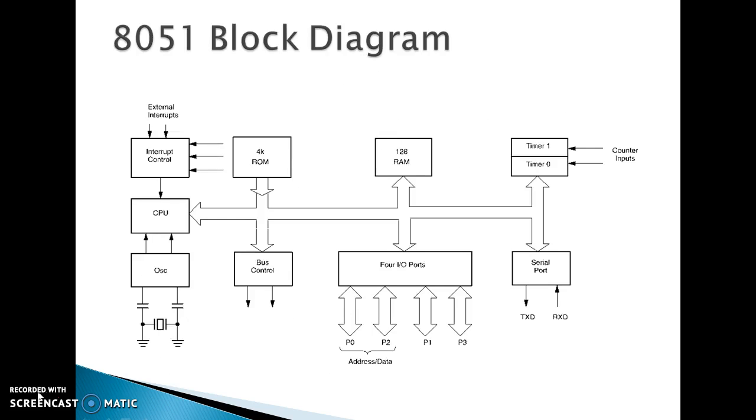This is the general block diagram of the 8051 microcontroller. This block diagram consists of the CPU, interrupt control, 4 kilobytes of ROM, 128 bytes of RAM, timer 0 and timer 1, a serial port which has 2 pins, transmitter data and receiver data, 4 input-output ports P0 to P3 and bus controller, and an oscillator used to provide the necessary frequency for the 8051 microcontroller.